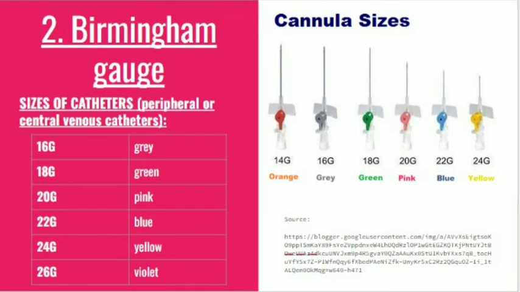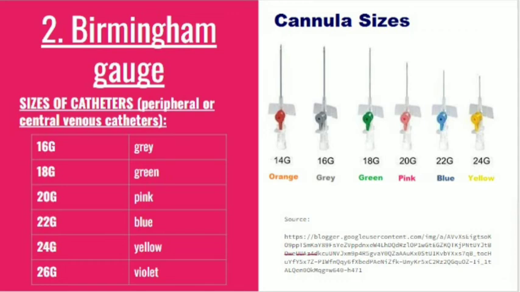Now we will study the color coding system of venous catheters. Venous catheters could either be peripheral venous catheters or central venous catheters. You can see the color coding in the diagram. The 16 gauge is gray, 18 gauge is green, 20 gauge is pink, 22 gauge is blue, 24 gauge is yellow, and 26 gauge, that is not mentioned here, will be violet or purple. At some places it is mentioned black, so you must confirm it yourself.